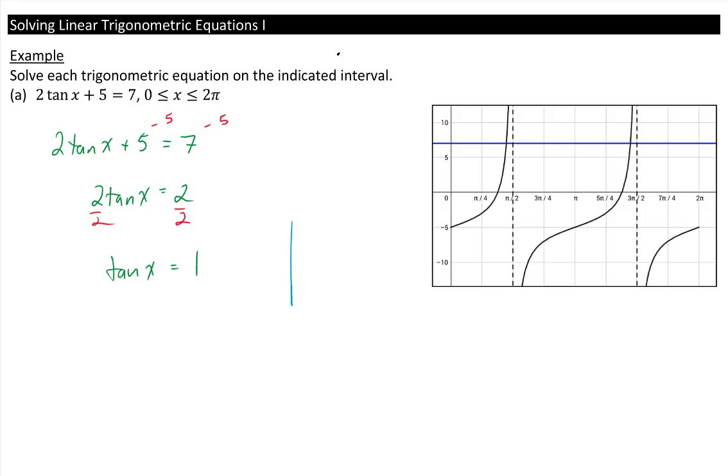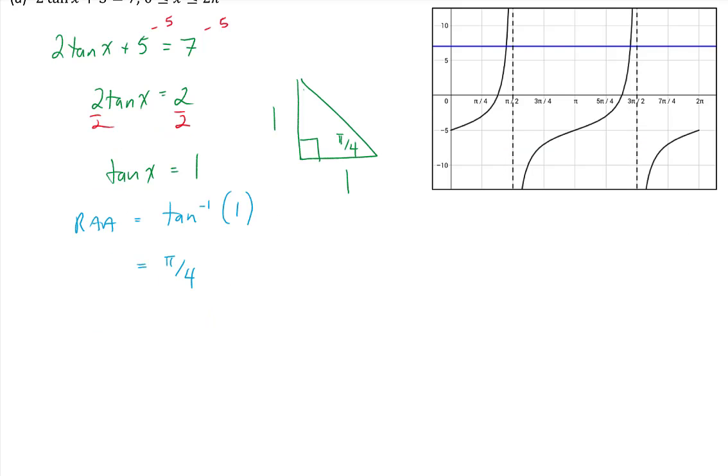We're going to solve this without a calculator. So we need to solve first for our related acute angle. The related acute angle can be determined by finding the tan inverse of 1. Using our special triangles, we know that if we have an opposite side of 1 and an adjacent side of 1, our angle will be pi over 4. Next, we need to determine which quadrants we are dealing with, and since tan is positive, we need to work in quadrants 1 and 3.